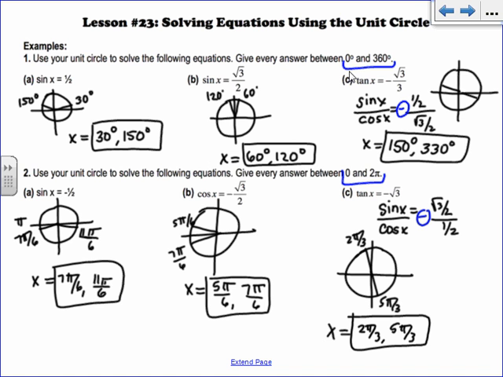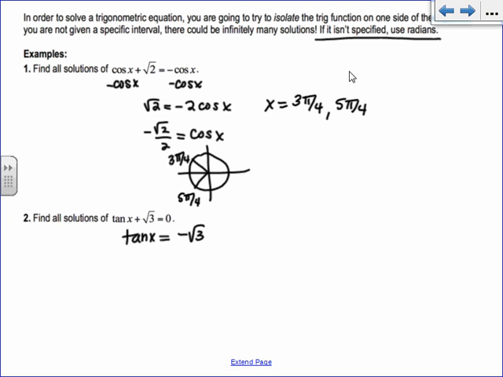Which was exactly what number 2C was, right? Tangent of x equals negative root 3. Can you go to number 1 of the second part? I think you got it wrong.